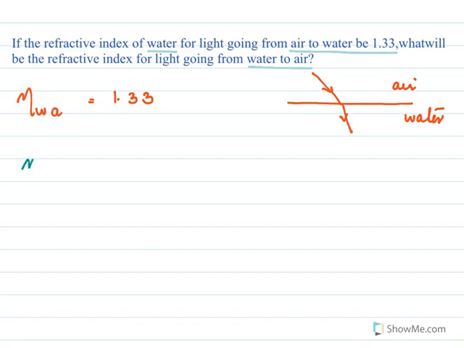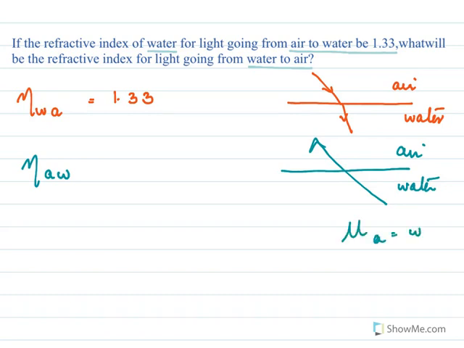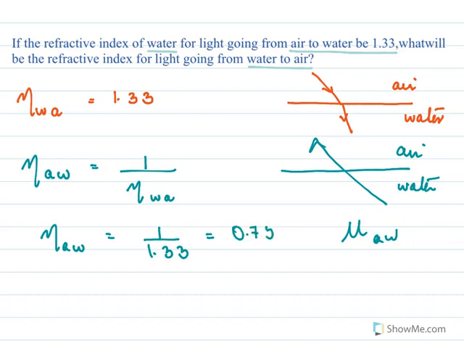Now in the next part, they are asking for the refractive index of air with respect to water, which means the light is now traveling in the opposite direction, from water to air. In this case, the refractive index of air with respect to water is 1 over the refractive index of water with respect to air. So it equals 1 over 1.33. The answer here is 0.75, the refractive index of air with respect to water.